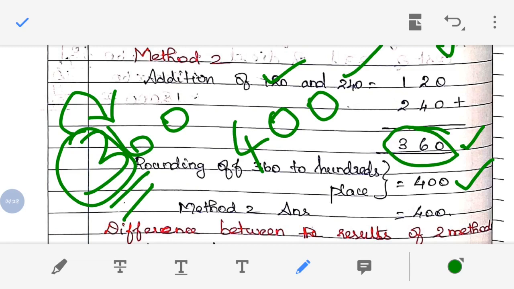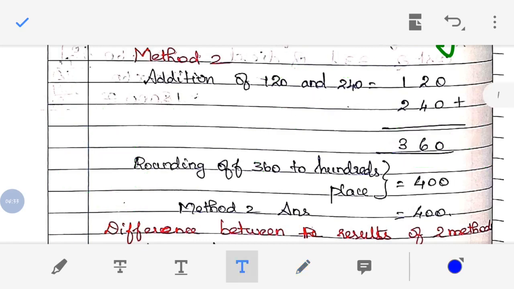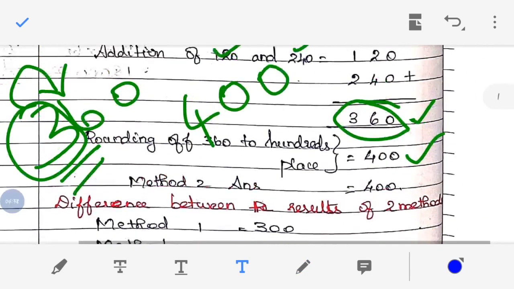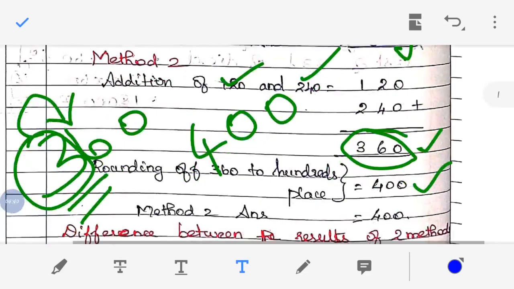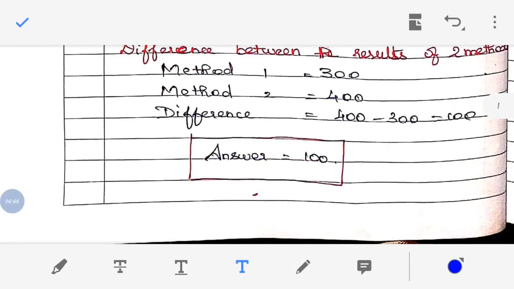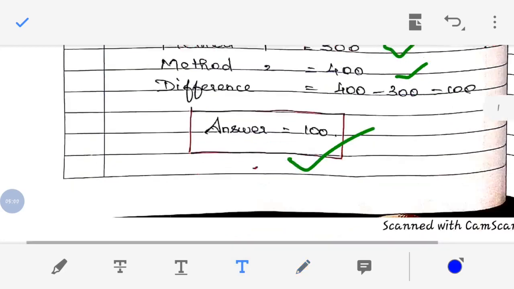Now what they said at last is that we have to find the difference between the results of the two methods, right? The first method gives 300 as the answer and in the second method we got 400 as the result. Now the difference between the results of the two methods is 400 minus 300, which is equal to 100. This will be the answer for this sum. Okay, so let's move on to the next question.